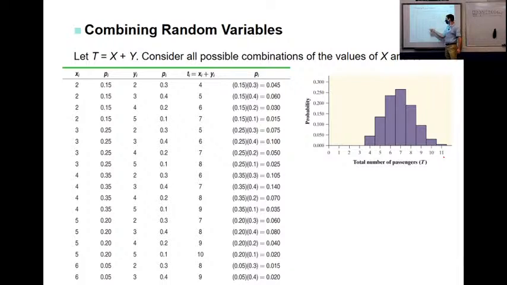All we need to do is pick out which ones are the 4s, which ones are the 5s, and so on, and add them together. That's all the possible values of x and y. Here's when x is 2 and y is 2. Here's when x is 2 and y is 3. X is 2, y is 4. X is 2, y is 5. Right? Each of these has slightly different probabilities. So 0.045 for 4.